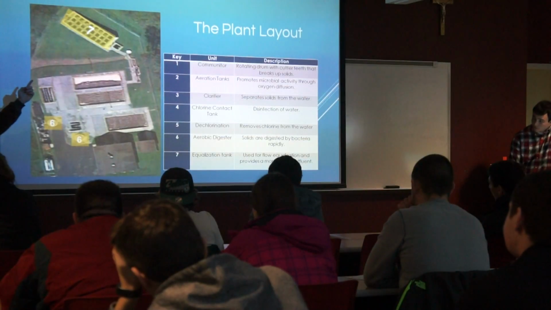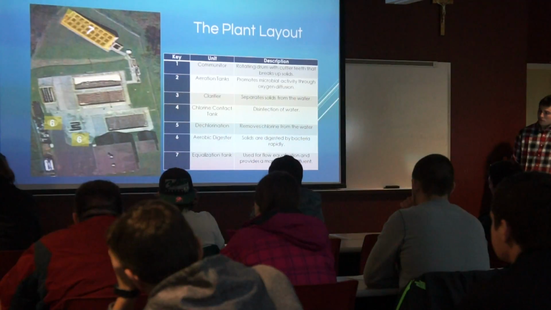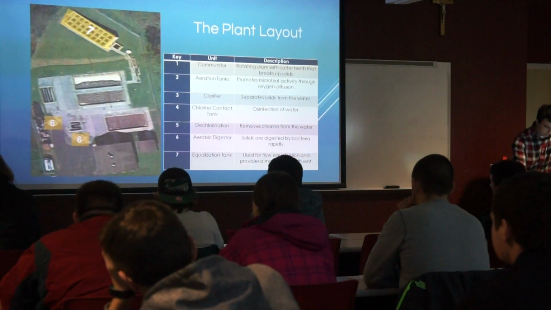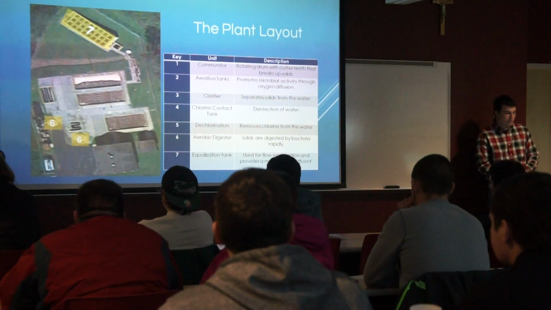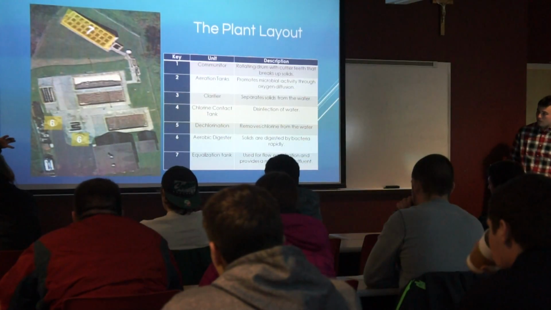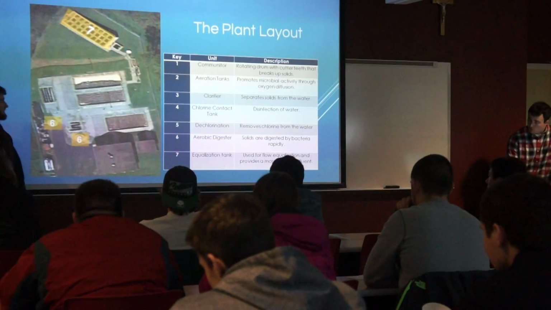And then we have an equalizing tank up top, number 7. That's not in use at all anymore, but when we used to get wastewater from the jail, it would have a lot of volatiles. So you'd have to first put it in the equalization tank, bubble out any of the extra chemicals that were coming into the plant before it could go through the rest of the process.